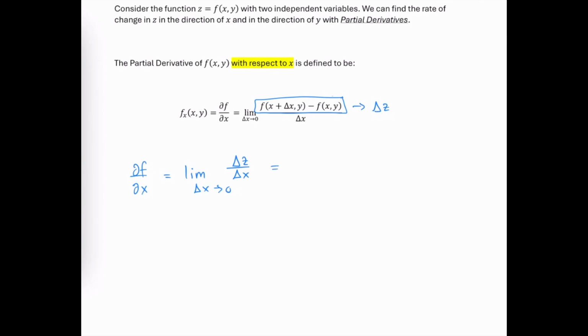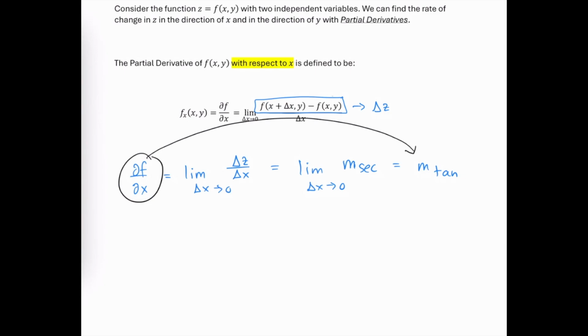So let's just consider our numerator to be a change in z and the denominator to be a change in x. As you might remember, and we'll see in our concept drawing in a moment, change in z over change in x can be interpreted as the slope of a line that is secant to a curve. And the limit of the slope of a secant line is going to give us the slope of a tangent line. So what we'll see here in a moment is that this partial derivative with respect to x is going to yield the slope of the tangent line to some intersection curve.